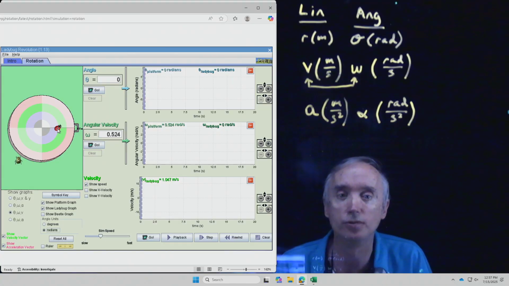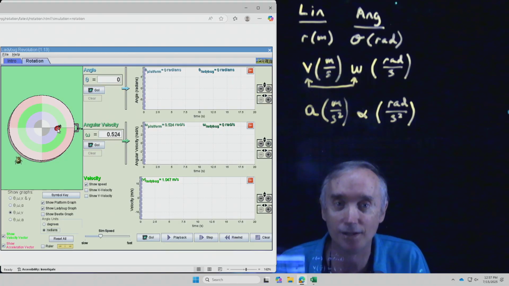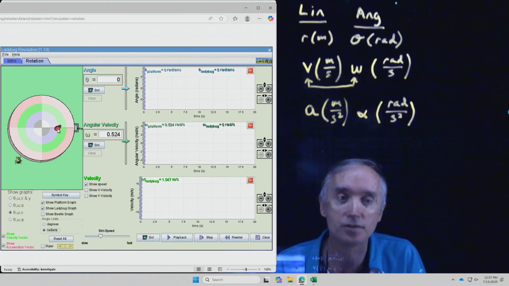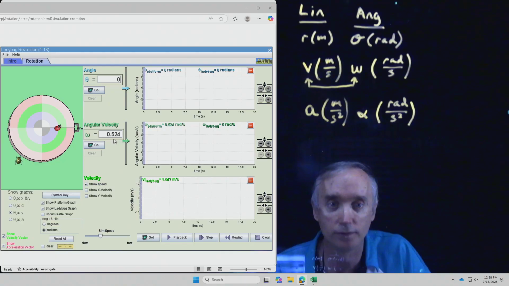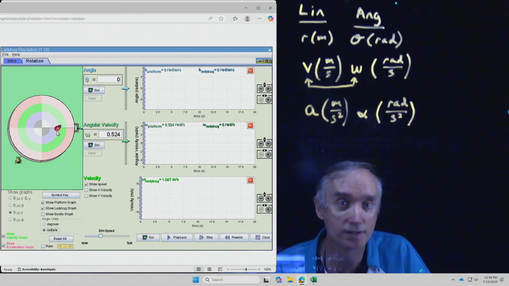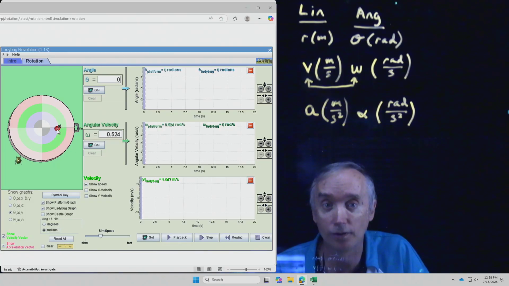Also, I want you to notice what is the initial linear speed. It's 0. Why do you think it has no linear speed? Well, because it has no angular speed. So if this one up here starts out at 0, then this one is also going to start out at 0. So it's not moving, so it has no linear speed.